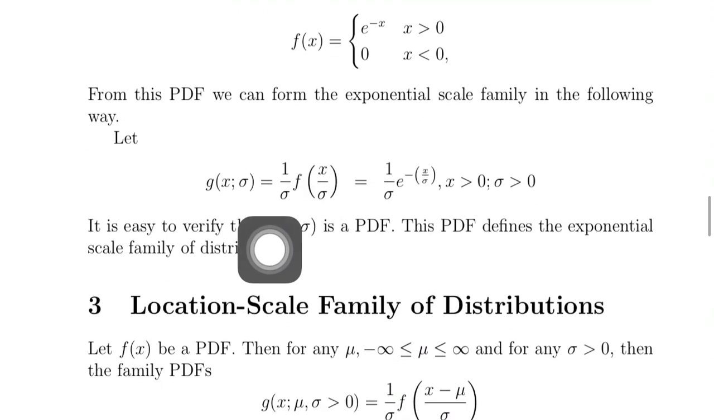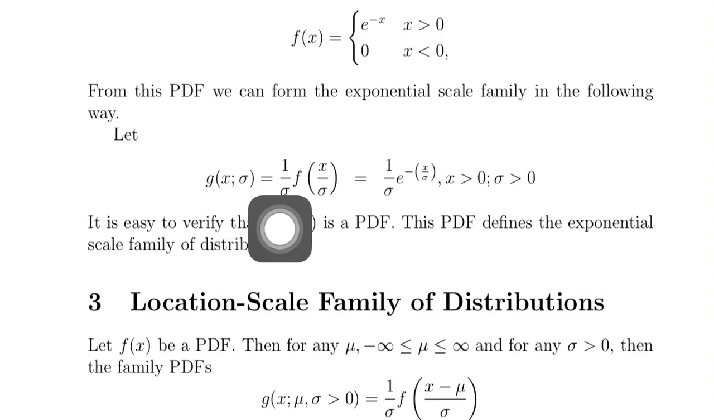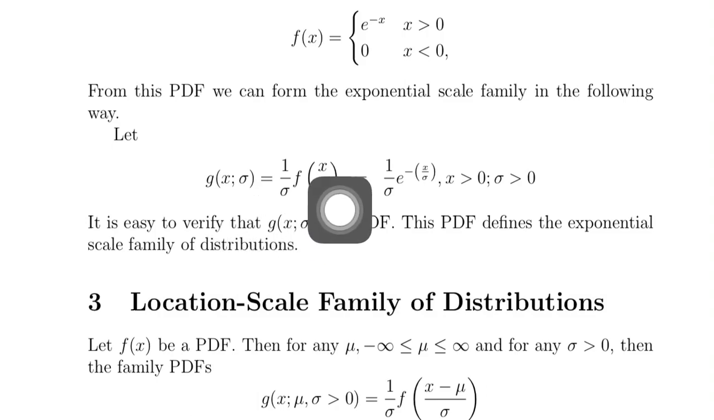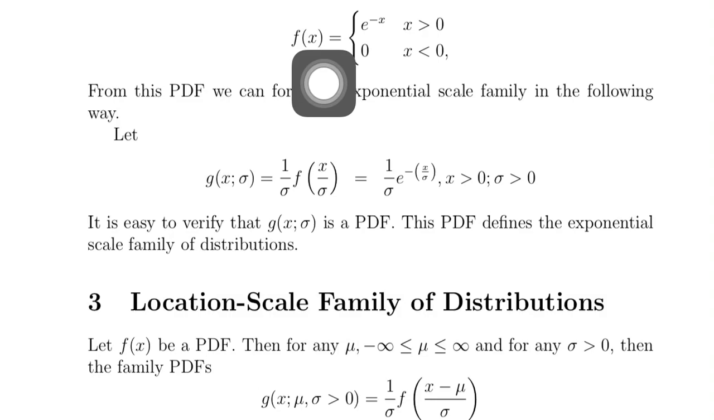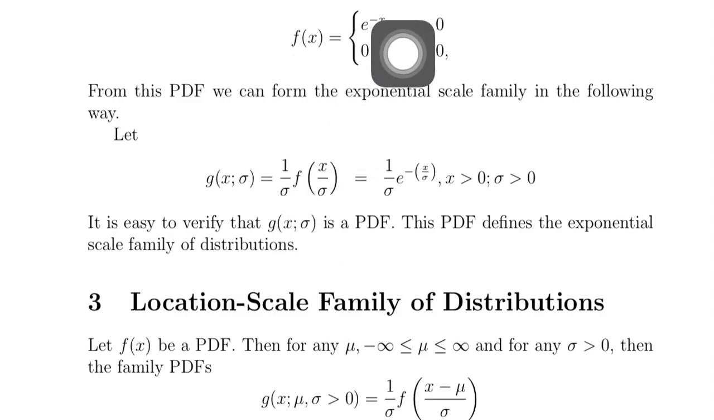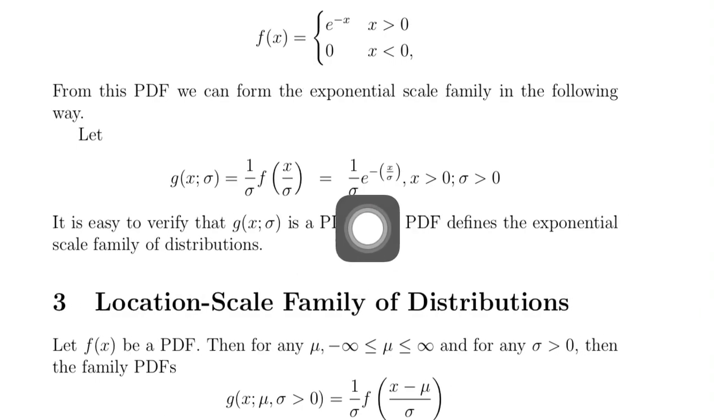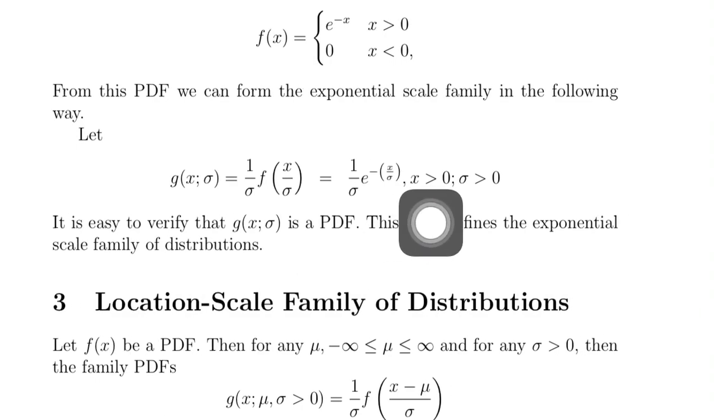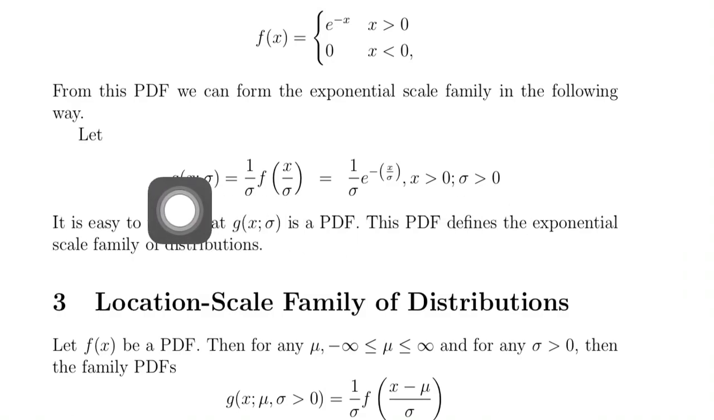For that purpose you have to make g of x sigma. You have to define a new PDF which is equal to 1 by sigma into f of x by sigma, where f is given here. That means you are pre-multiplying this function with 1 by sigma, and you replace x by x by sigma, so that you are getting this 1 by sigma e to the power of minus x by sigma, x greater than 0 and sigma greater than 0. And you can easily verify that this is a PDF.